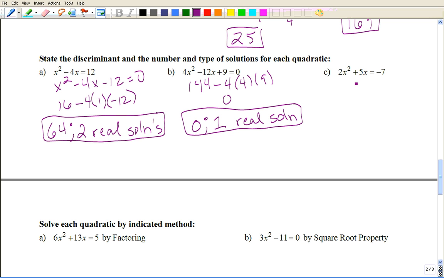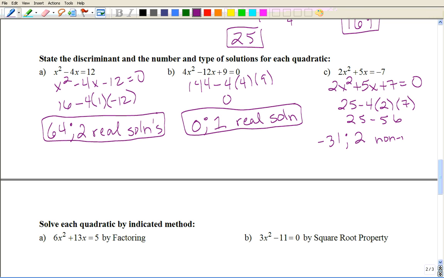And then finally c, first put it into standard form, so we have 2x squared plus 5x plus 7 equal to 0. So b squared is 5 squared, which is 25, minus 4 times a, which is 2, times c, which is 7. So you get 25 minus 56, and that is equal to negative 31. So that means we have 2 non-real complex solutions. Wrong spot.